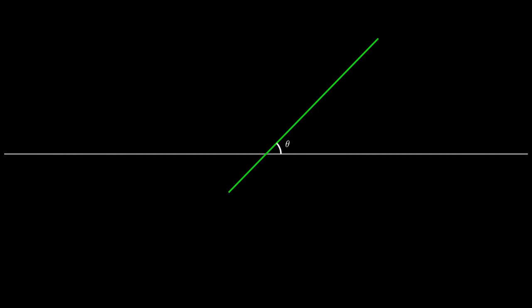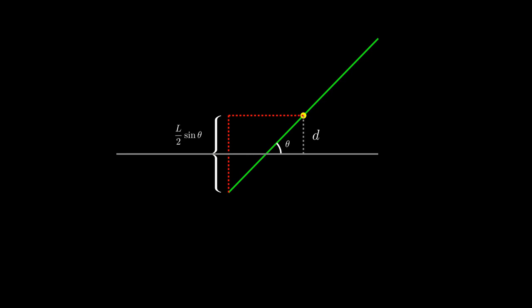Let's say that a green needle falls at an angle of theta with a particular line. The yellow dot represents the center of the needle, and d is the shortest distance between the center of the needle and the line. The side of the needle below the center is of course L/2, and the projection of that part in the vertical direction is L/2 sin theta. Some typical high school trigonometry here.